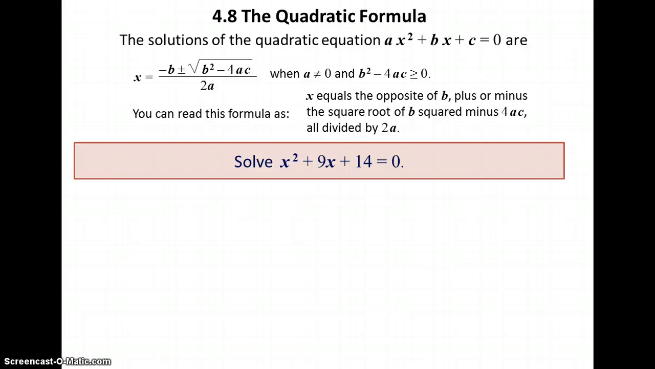Okay, hi ladies, 4.8, the quadratic formula. This is for quadratic equations that are written in standard form, which is ax squared plus bx plus c equals 0, where x is equal to negative b plus or minus the square root of b squared minus 4ac all over 2a.